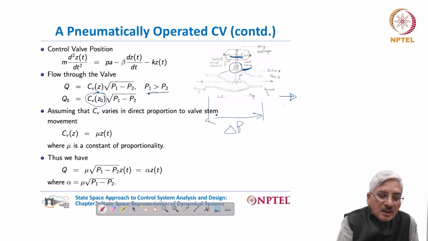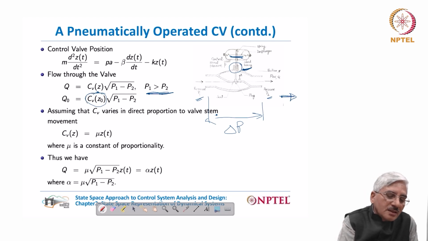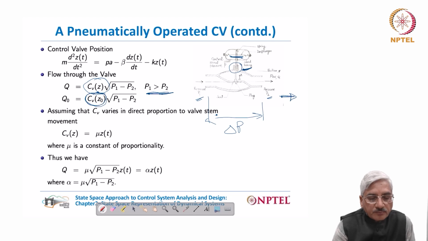Of course, P1 must be greater than P2, otherwise there will not be any forward flow. So that has to be ensured by the process design. And both P1 and P2 are constant at their respective values, P1 and P2. So any changes in Q are due to changes in the valve position, and that valve position means that the coefficient of flow through the valve, that's CVZ, that changes with the position.